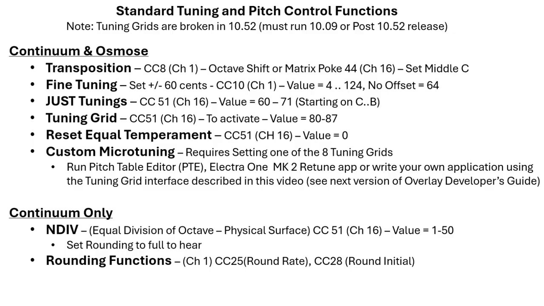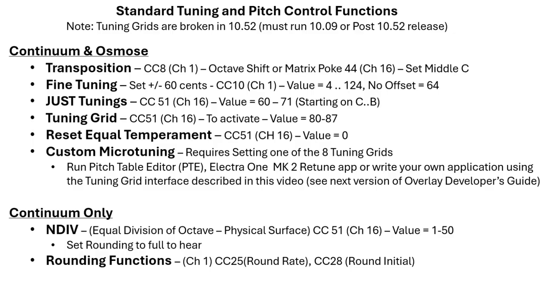Then there are the standard tunings that you can select from. So CC51 can be used to set a just tuning if you set it to a value of 60 to 71. Tuning grids, those are what we're going to be talking about here today. Those can be set using CC51, channel 16 that is, set to a value of 80 to 87. This sets one of the 8 tuning grids that can hold a micro tuning that you can download yourself. You can also reset to equal temperament anytime you like by CC51 channel 16 setting a value of 0.